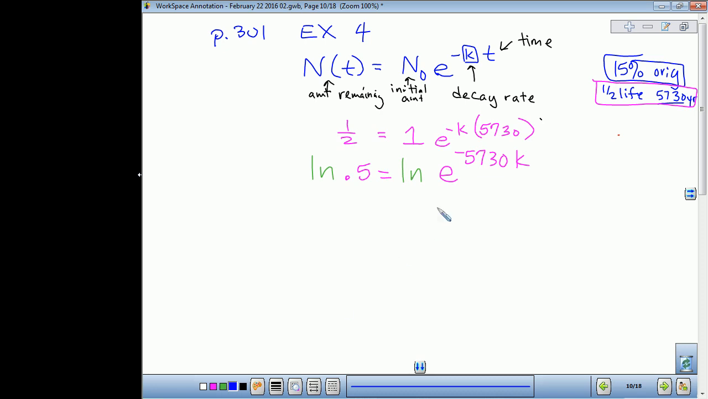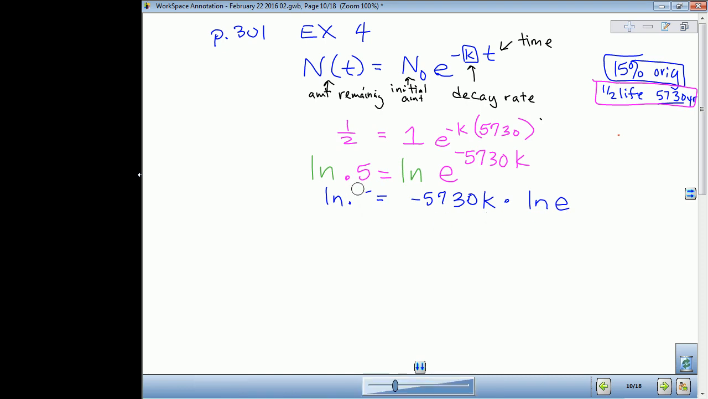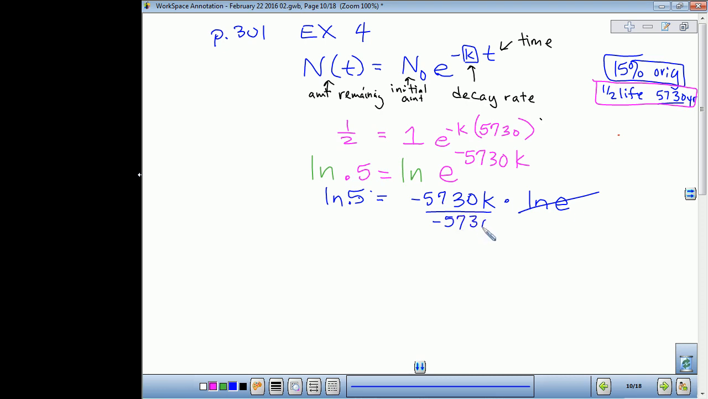And so when I go to rewrite this, and this exponent comes out in front, it becomes multiplication, then a beautiful thing happens. This is just ln of e right here. And what do we know ln of e is equivalent to? 1. It's like multiplying by 1. Multiplicative identity, it's not changing. So to solve for k, we would just divide by that negative 5,730.